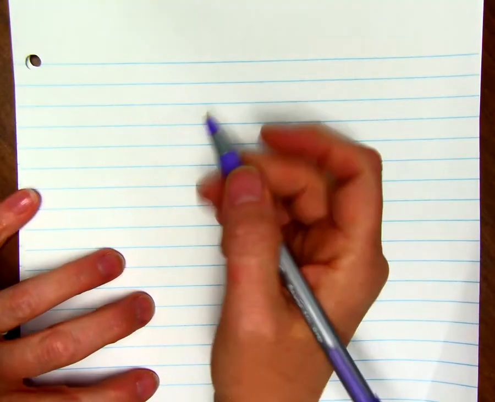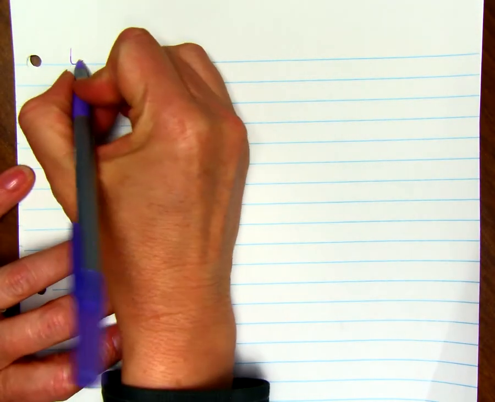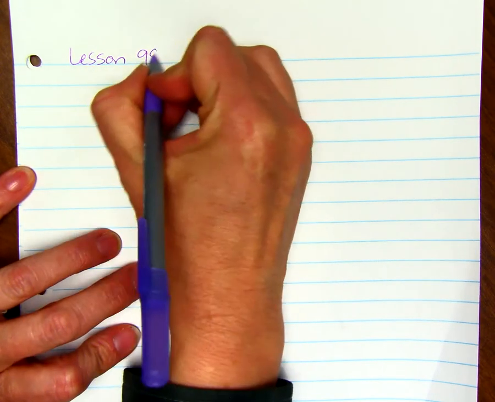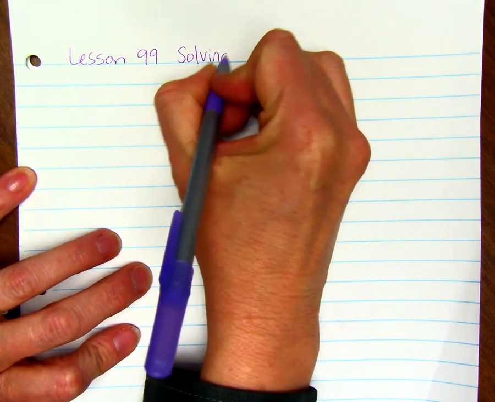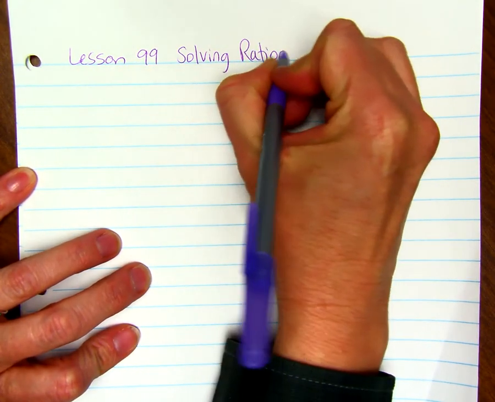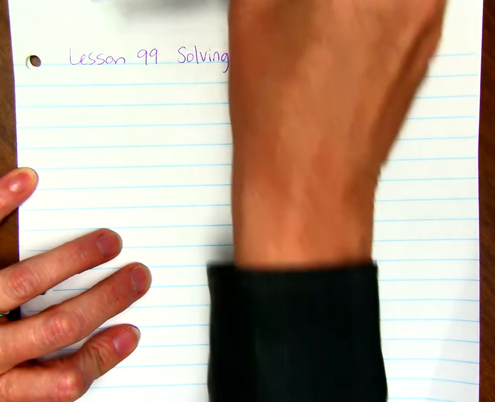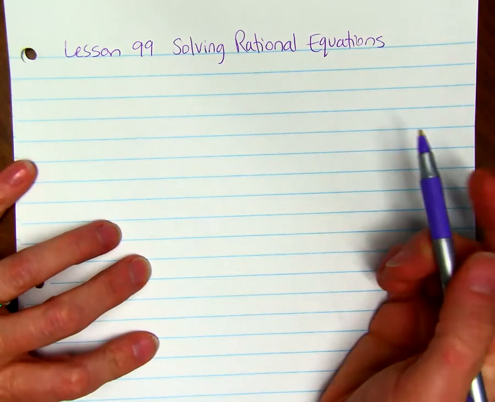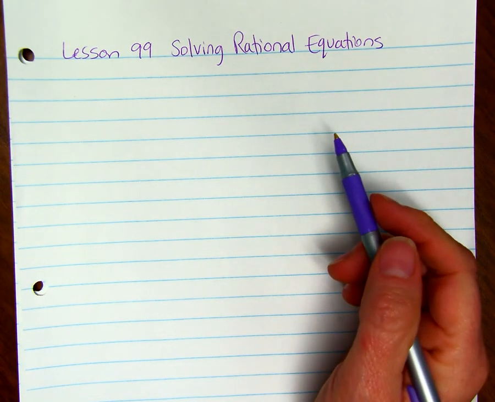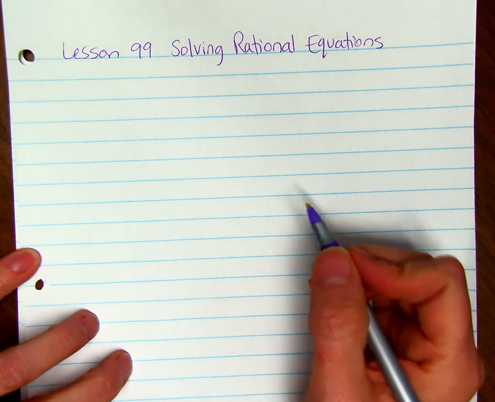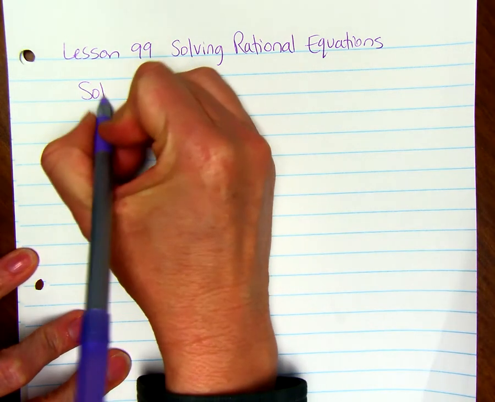Lesson 99, Solving Rational Equations. So we solve rational equations by using cross products or the least common denominator.